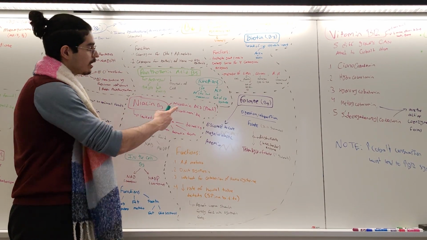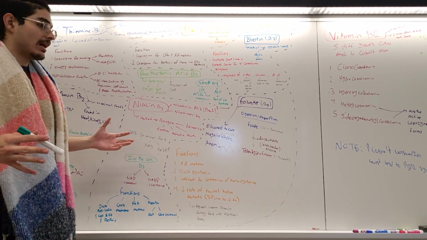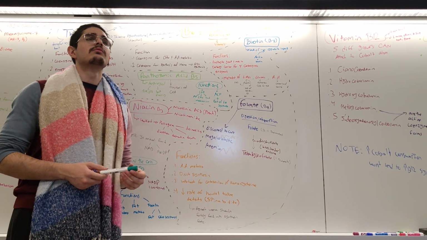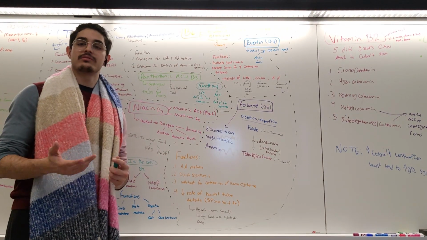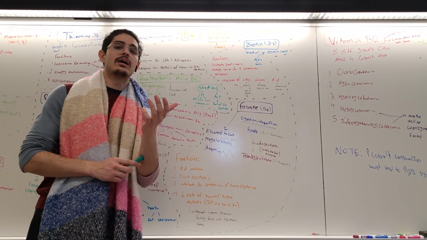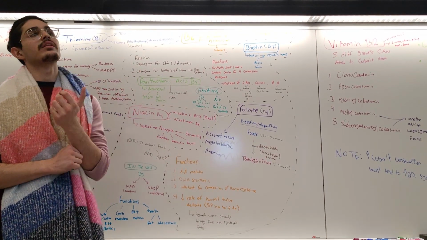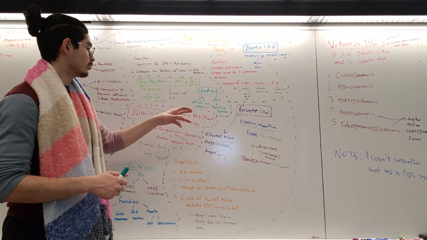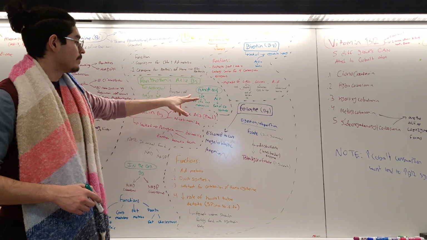Now coenzyme A, I'm sure you've seen it in many different things. I can't even remember all the enzymes, but there's acetyl-CoA carboxylase, and I think a pyruvate carboxylase. There are many enzymes that use CoA as part of them.